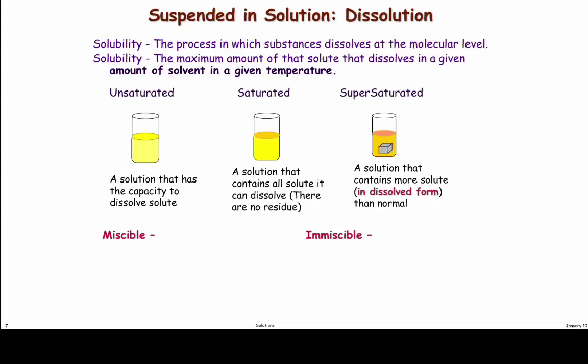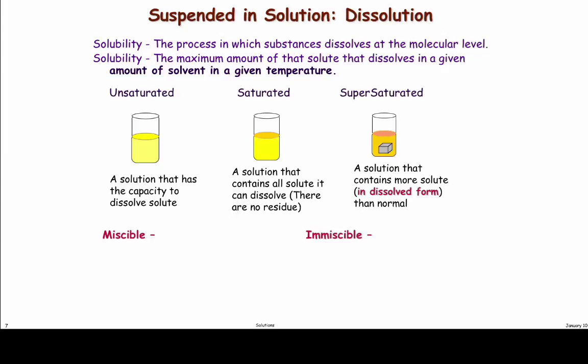In a supersaturated solution, the solute is actually dissolved, but it's past its solubility limit. And I'll show you an example of a solution that is supersaturated shortly. Now, when you have a liquid in a liquid, then the terms are miscible and immiscible. And these are only the terms you use when you have a liquid solute in a liquid solvent.